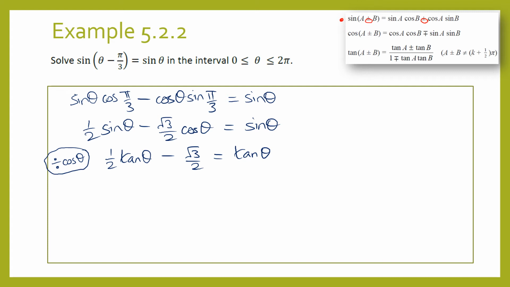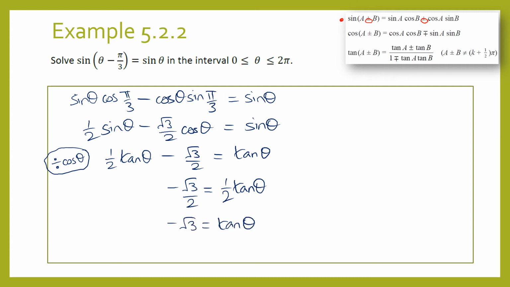Right, you might be able to now complete this question by yourself. If you can, then pause the video and try and get to the end, and then check your answer against mine. If not, then the next step is to collect like terms. I'm going to take away a half tan theta from both sides of this equation, and then I'm going to double both sides.